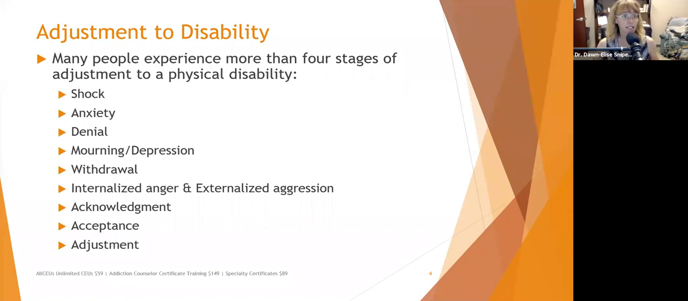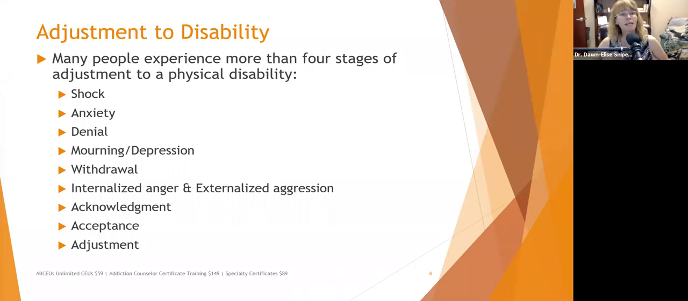anxiety about what this means. Is the disease or condition or issue going to progress? Is it going to get worse? How is it going to impact the person? How is it going to impact me if I'm not the person with the disability? There can be denial that the problem exists. You may see people starting to go to multiple physicians, just trying to get somebody to say, oh no, that wasn't the right diagnosis.